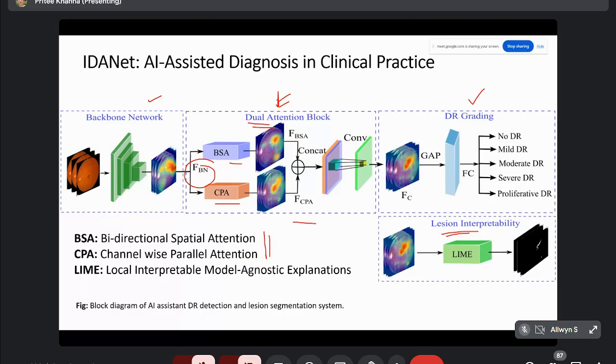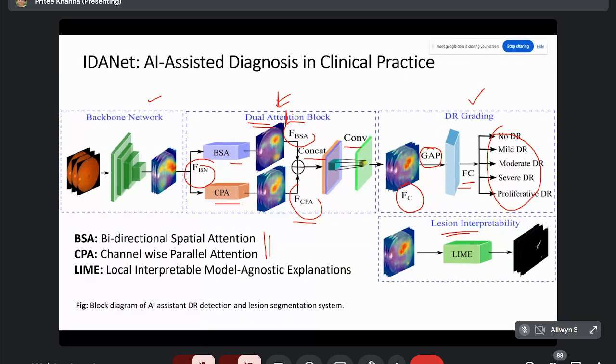The feature maps which are obtained from both the blocks are concatenated and then convolved to get the refined feature map. This FC is the refined feature map. Then we apply global average pooling on this FC, followed by a fully connected layer, and there we get the DR grading classes, right? So working together, these BSA and CPA blocks are identifying, as I told you, diverse regions. BSA focuses on the larger size regions, CPA focuses on the smaller ones, so that is how they complement each other.